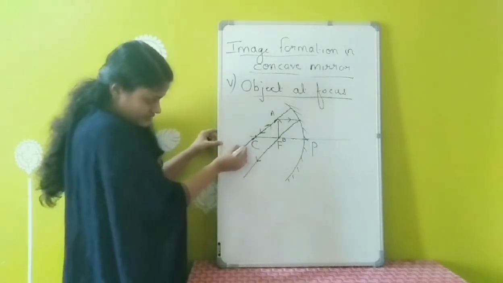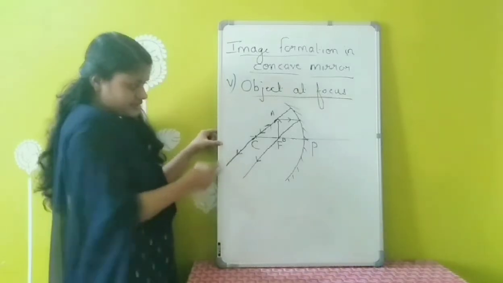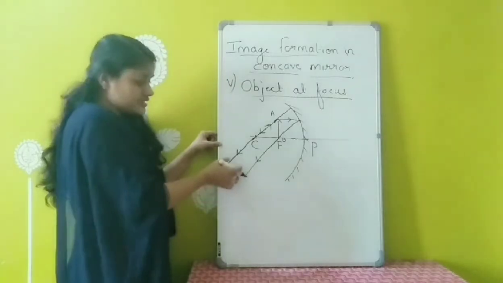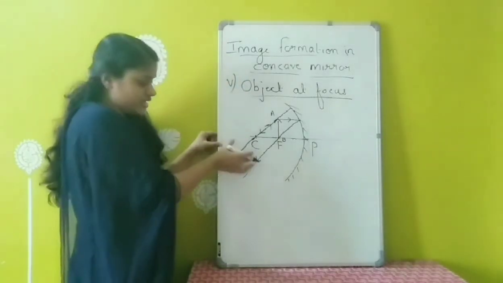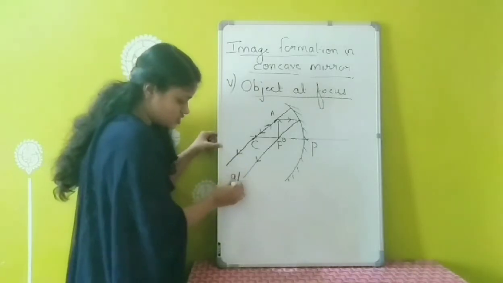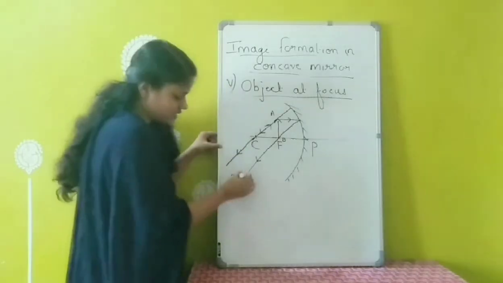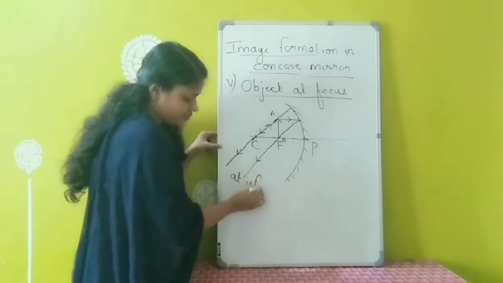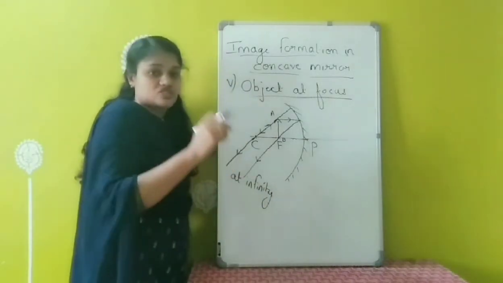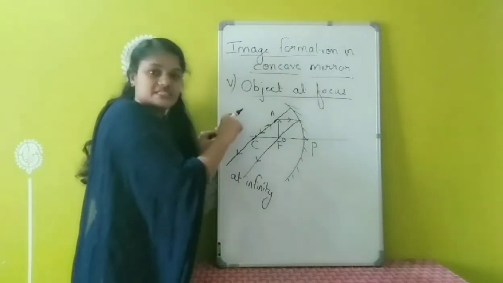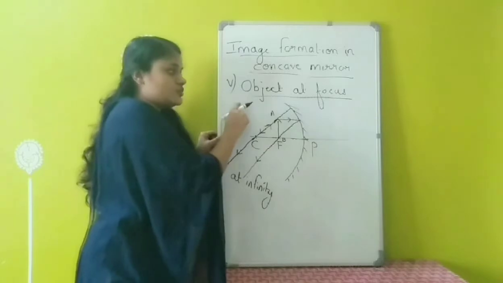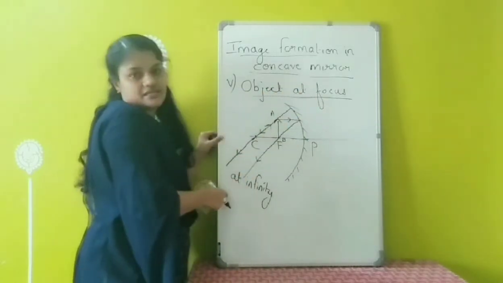I am extending this one. When we look at these reflected light rays, they are going parallel. That means they will meet only at infinity. They are not actually meeting anywhere here. So we assume that the image will be at infinity. It is just opposite of the first one. The first one we studied, when the object is at infinity, we get the image at focus. Now just opposite: when the object is at focus, we get the image at infinity.